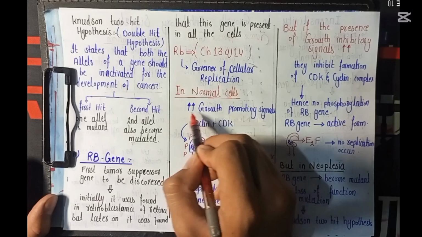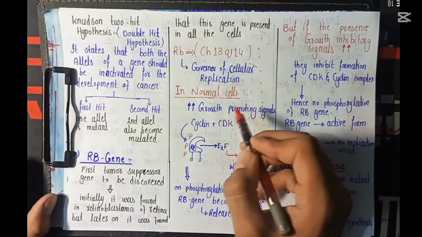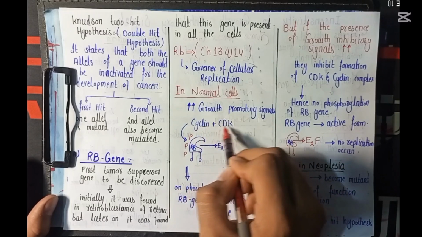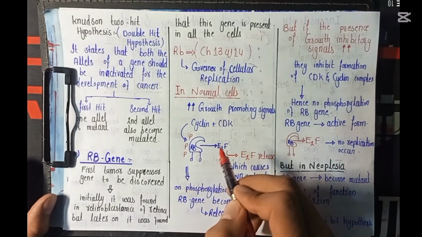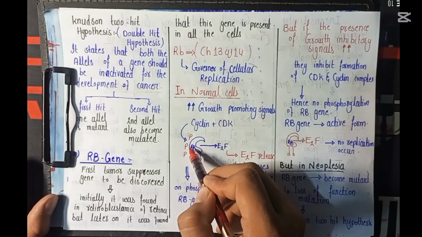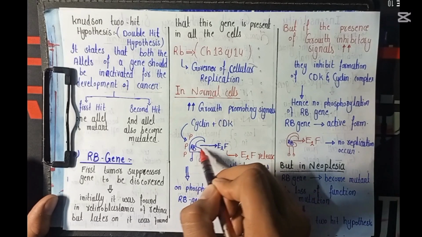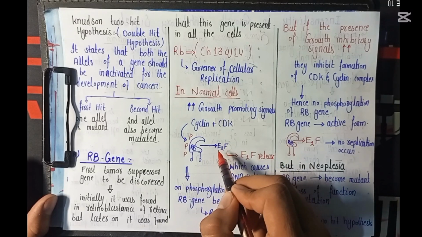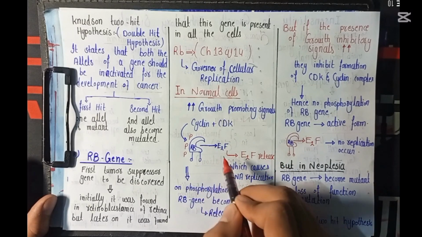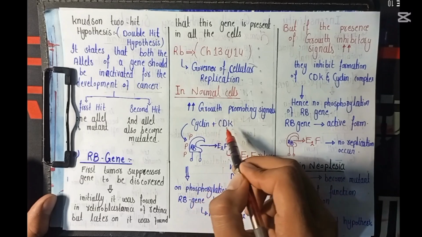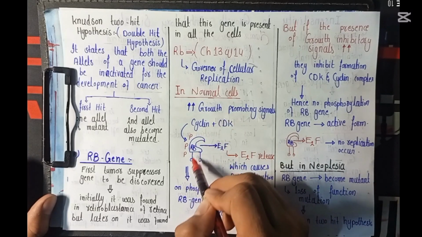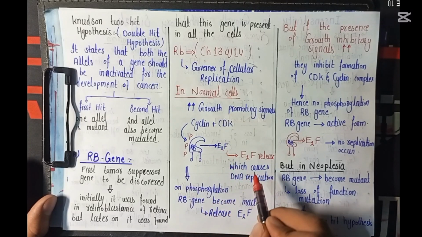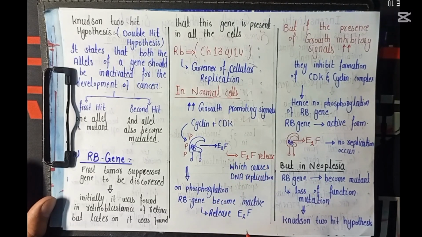In a normal cell, when there is an increase in the growth promoting signals, the MYC gene activates the cyclin genes to produce cyclin, and the cyclin combines with the cyclin dependent kinases and they form a complex, and these kinases phosphorylate the RB gene. Normally, the RB gene holds the E2F factor and prevents it from releasing, and hence prevents the process of cellular proliferation. But when the kinase enzymes phosphorylate the RB gene, the RB gene becomes inactivated, and the E2F factor is released, and this E2F factor then causes the DNA replication.